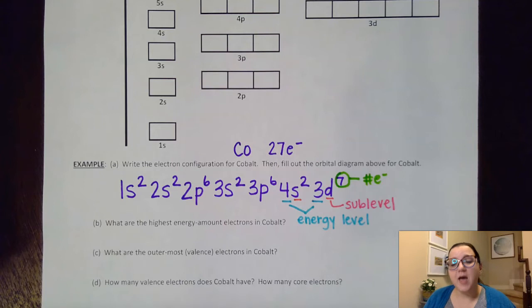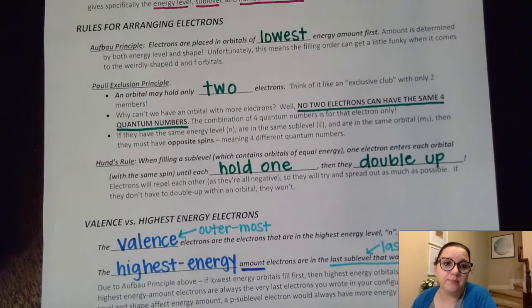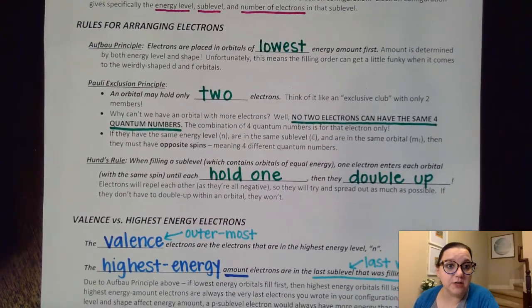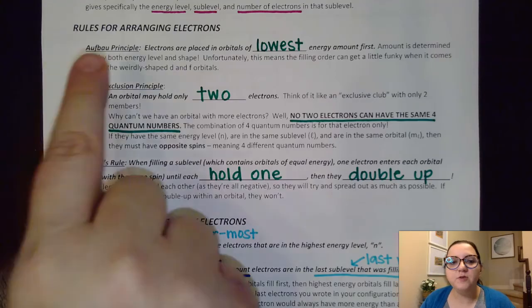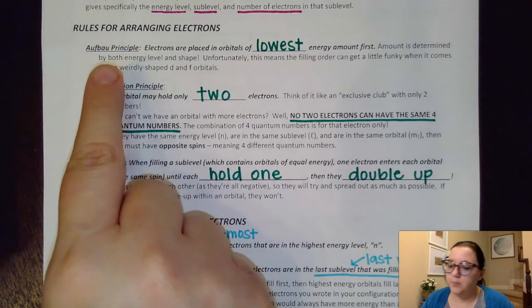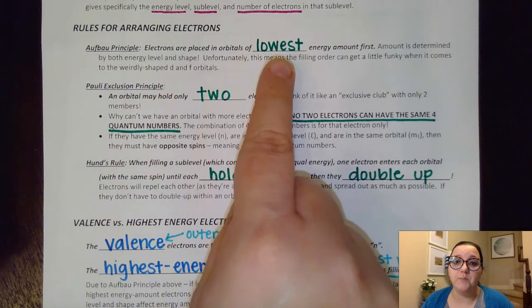Now, before we do that, I actually want to go back for just a minute to the page we looked at previously. There are some rules that we need to talk about before we fill in an orbital diagram. And that is this section here that says rules for arranging electrons. When we're doing the orbital diagrams with the boxes and the arrows, there's some guidelines that we have to make sure that we follow as we're filling in stuff. The first is what is called the Aufbau principle. This states that electrons are placed in orbitals of lowest energy amount first.